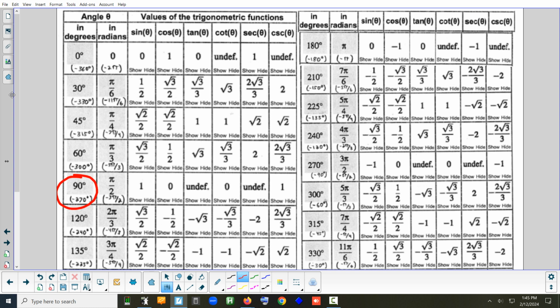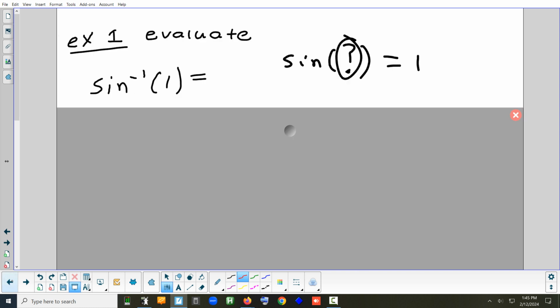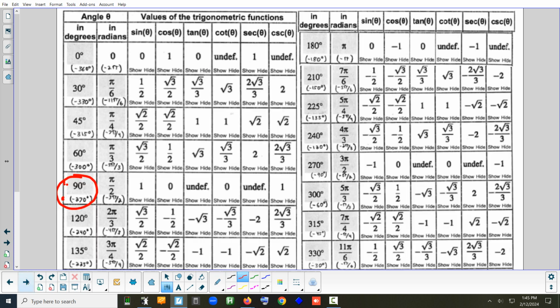It's not that the other answer that I circled here is wrong, but we all have to agree on which answer we're going to use as the one answer. So which answer here is between negative 90 and 90? 90. Yep. So the answer to that, if they want it in degrees, is 90 degrees.